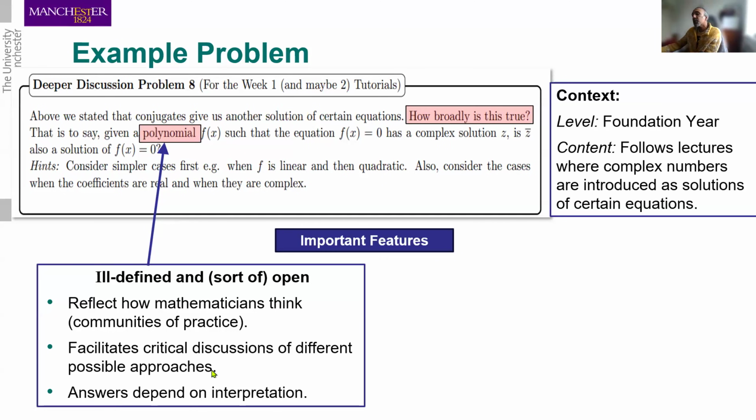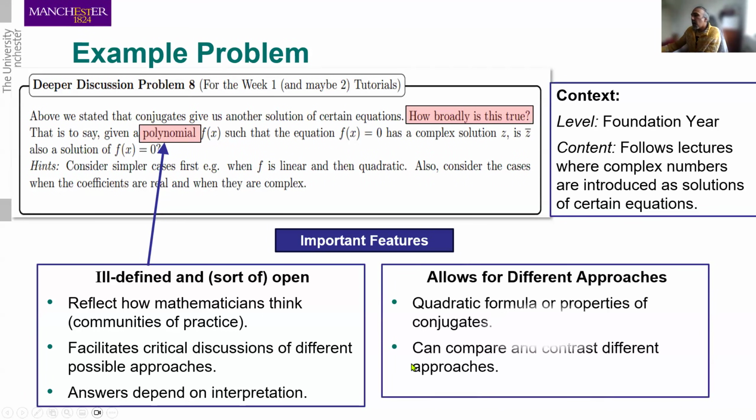And then this also facilitates a critical discussion of how this word, polynomial, might be interpreted here, in particular what kind of coefficients we might want to consider and why, and what that means for the answers. And indeed, the answers depend on how we interpret this.